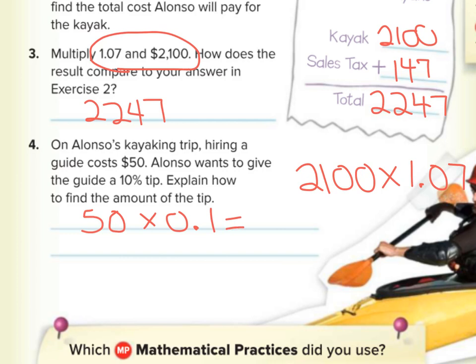It's $5. But if we wanted to include the 50 and have the total price, which includes the 50 plus the 10%, we will multiply 50 times 1.1. So we're including the 50 by multiplying it by 1, and we're including the 10% by writing the 10% in the tenths place, as a decimal. And that'll give us 55. So it includes the base price plus the tip right there.